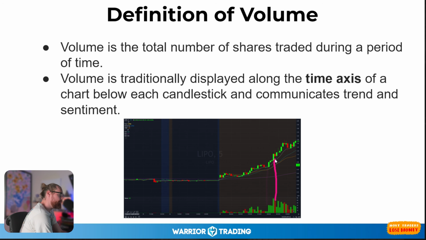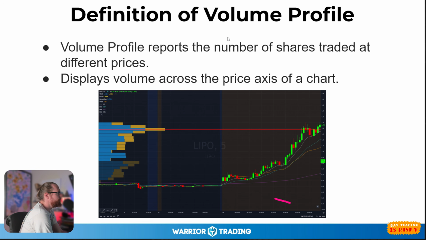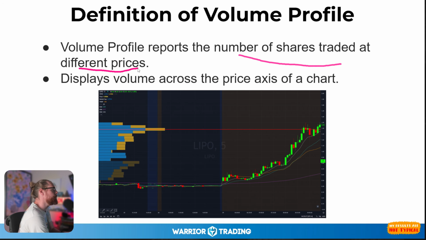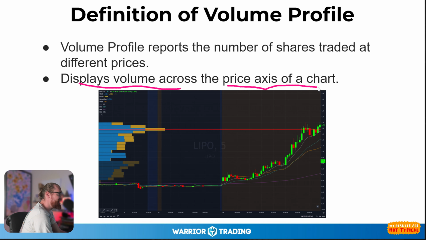That is very important for me because what it helps me understand is whether we have high volume on the buying candles or on the selling candles. Now, what volume profile does is it reports the number of shares that traded at different prices, not at different times, but at different prices. So it displays the volume across the price axis of a chart, and it's right here.